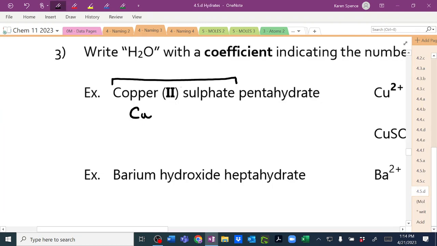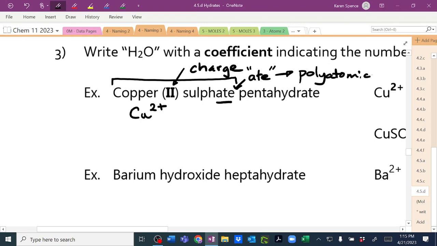Because it tells us that 2 is the charge. So we have copper 2+, sulfate. When you see the "ate" ending, that tells you you have a polyatomic ion. So if you see "ate" or "ite", you know for sure you have a polyatomic ion.